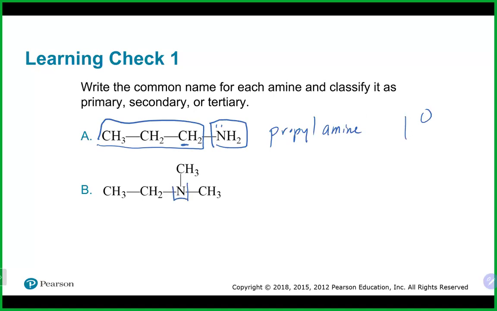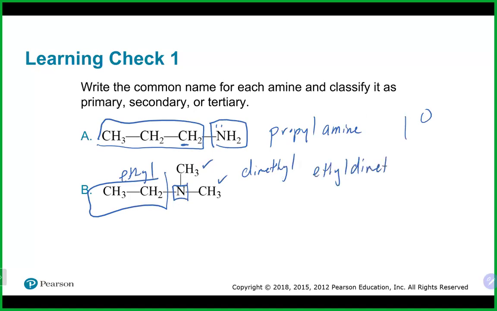Here, we would go to our nitrogen with methyl groups. So that's a little dimethyl action happening. We also have an ethyl group over here. So alphabetically, we're going to go with ethyldimethylamine. And this is going to be a tertiary one. Any questions on those there?